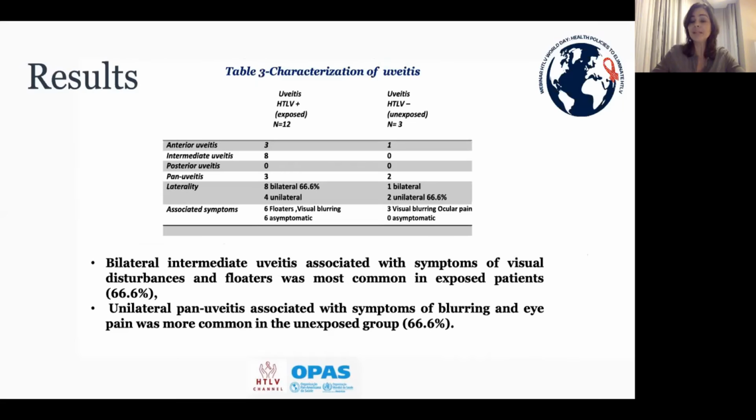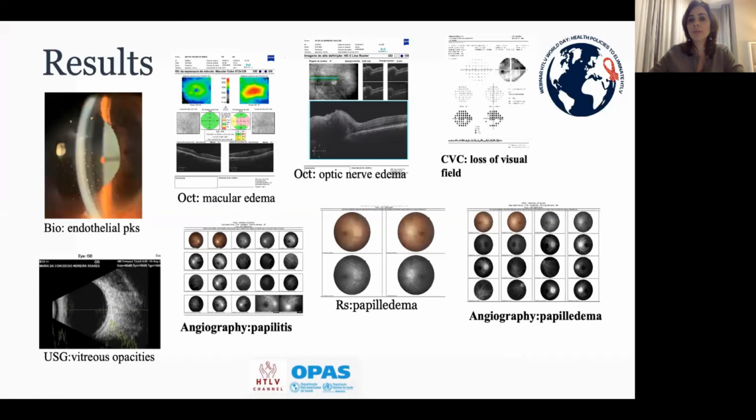Bilateral intermediate uveitis associated with symptoms of visual disturbance and floaters was most common in unexposed patients, and unilateral panuveitis associated with symptoms of blurring and eye pain was more common in the exposed group. In this picture, we see some signs of uveitis in patients of this study.